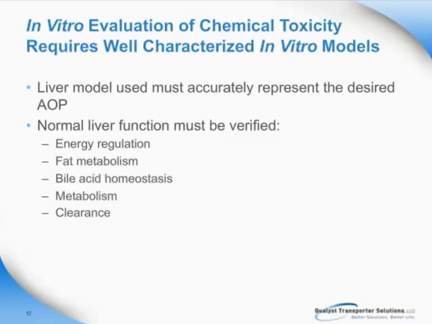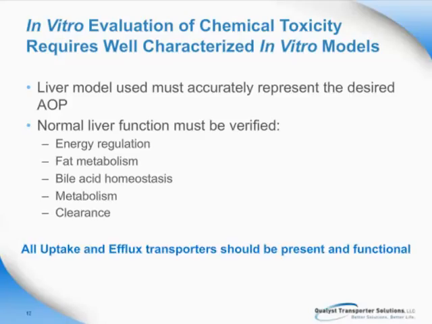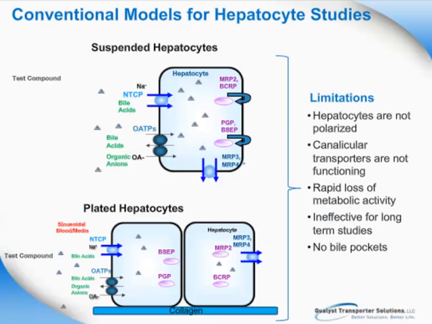So to have an in vitro model that's going to predict this cholestatic toxicity, it has to be well characterized, and it has to represent all the key events, not just the initiating events that occur inside the in vivo situation. So we have to have all of these key events occurring. And those include the items listed here: energy metabolism, fat, bile acid homeostasis, metabolism, and of course clearance. And all of the uptake and efflux transporters should be present, localized correctly, and functional in order for you to understand how your chemical is affecting these processes, because those transporters control intracellular concentration of the molecules.